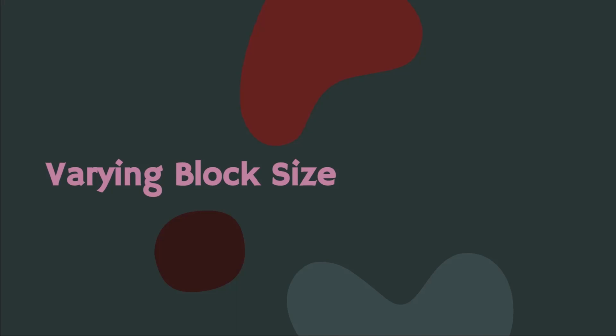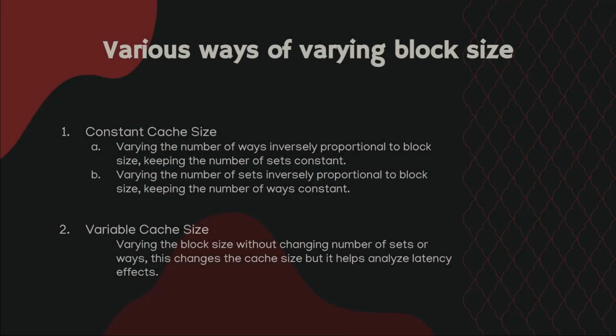Now we can move on and analyze what happens when we change the size of each block. When we do so, we have two options. One where we keep the size of the cache constant. For this, we have tested both ways: one where we adjust the number of ways to keep the size constant, and one where we do it with sets. And the second would be variable cache size, which increases proportionally to the block size when sets and ways are held constant.